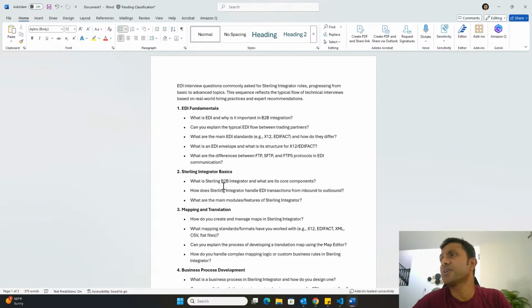The next question is, what are the main EDI standards, right? That always is being asked, just gauging what kind of standards you are familiar with, or have experienced or have worked on, right? And what is the difference? Like, let's say if someone asks, what is the difference between X12 and EDIFACT, when you mention X12 and EDIFACT in your response to the first question, how do they differ, right?